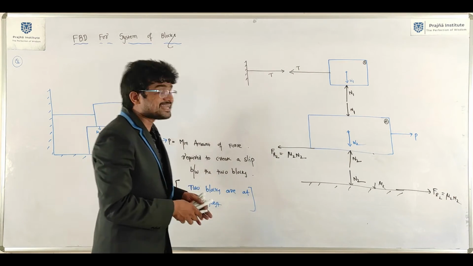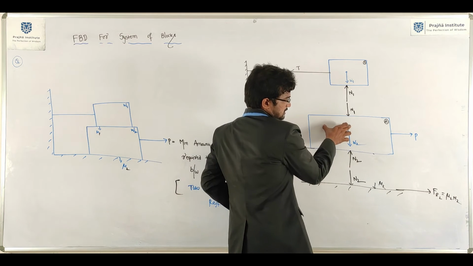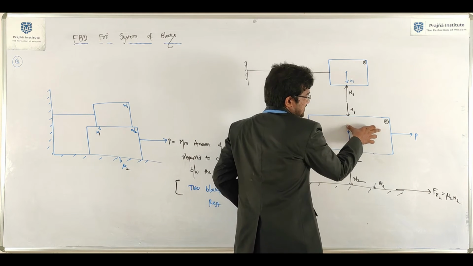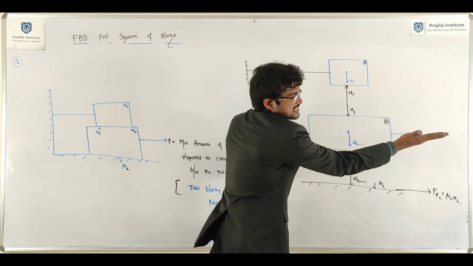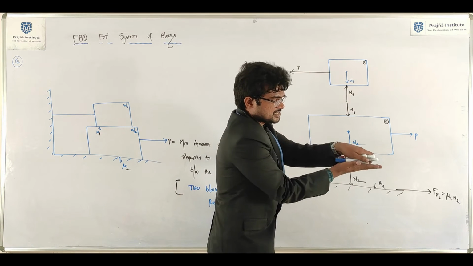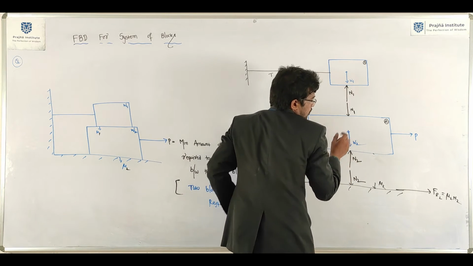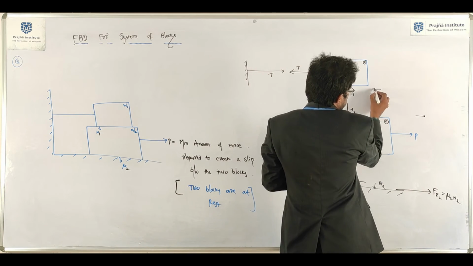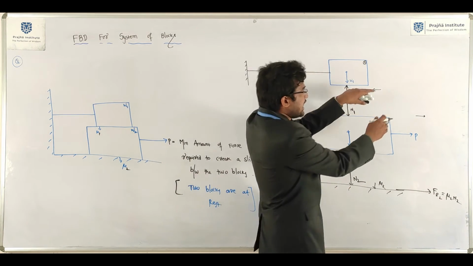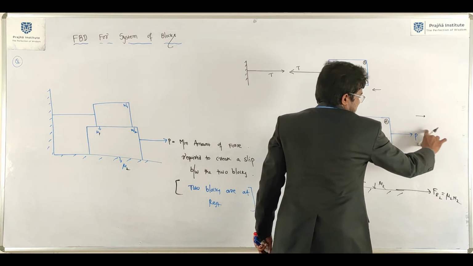Okay, so what is the slip? Slip between the two blocks. This block tries to move in this direction, and this block tries to move backward. This is called slip. This block tries to move in this direction, and in that case this block tries to move like this. Then slip between the two blocks will occur. This is moving in this direction.